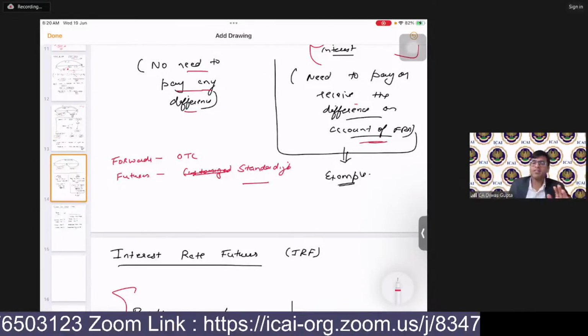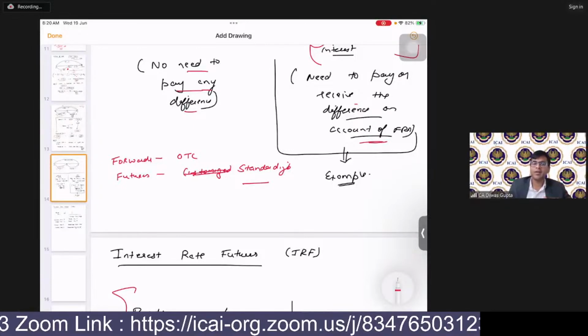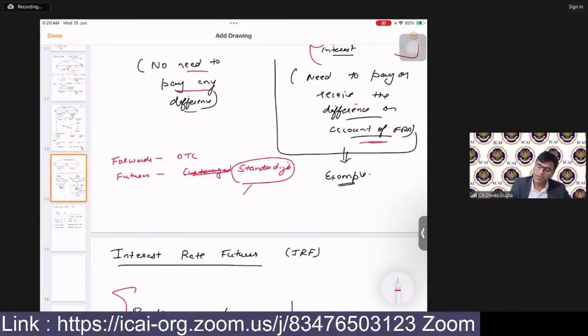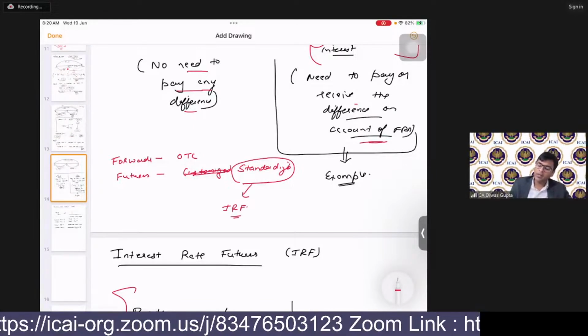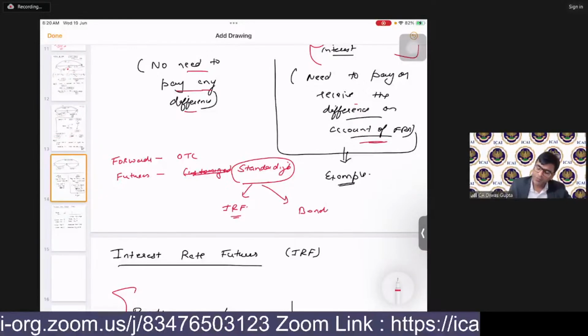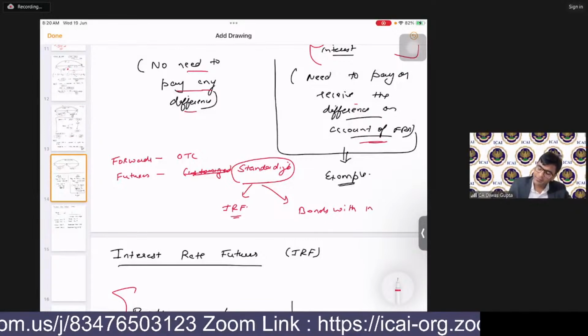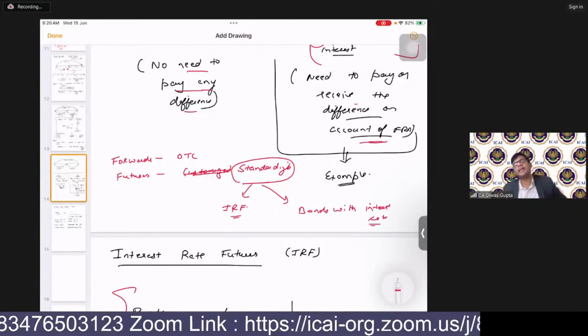These are very much standardized, listed on the stock exchange, right? Now, the moment we say standardized, it's difficult to standardize the IRF, interest rate futures. What we do is we use the relationship of bonds with interest rates and take our call accordingly.